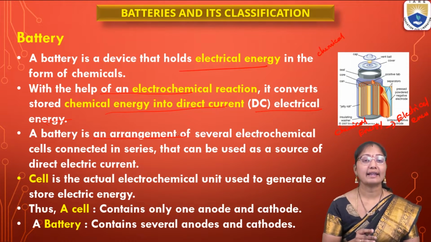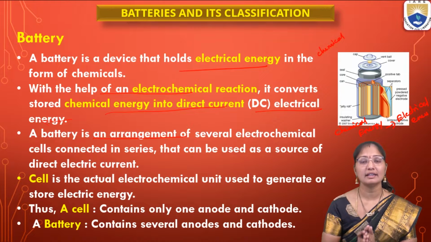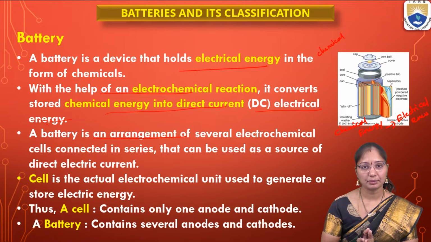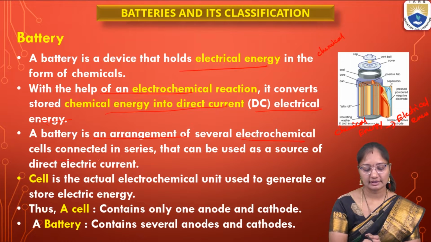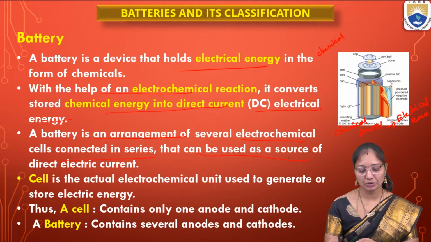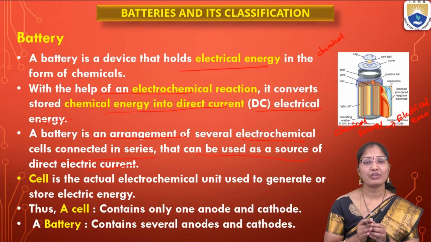So the main reaction going to take place in the battery is that the chemical energy is converted into the electrical energy. So what is the arrangement of a battery? The battery is an arrangement of several electrochemical cells which are connected in series, that can be used as a source of direct electric current. Means it is a source of power supply, because a series of electrochemical cells are connected, which acts as a source of electrical current.